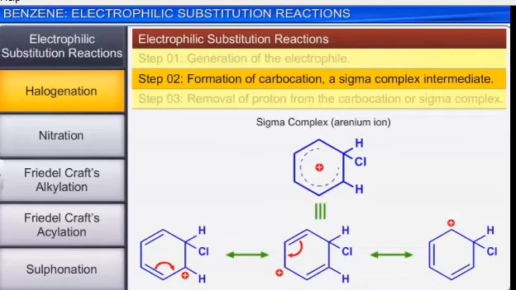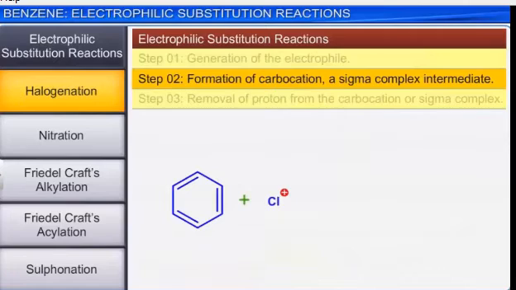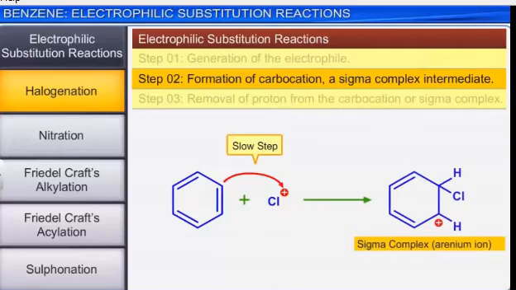Note that the second step is always a slow step or a rate-determining step, as the aromaticity is lost with the formation of sigma complex. This is because in the sigma complex, one of the carbon is sp3 hybridized and the delocalization of electrons is not possible.